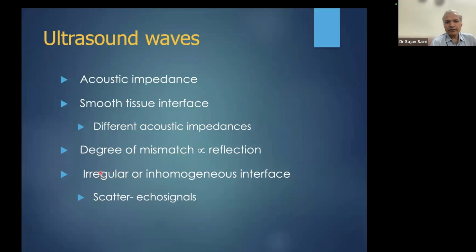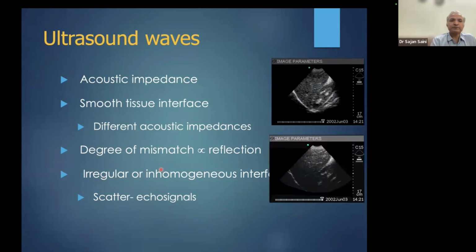As I said previously, more irregular or more inhomogeneous interfaces do scatter a lot of ultrasound waves, and they appear as echo signals. Okay. So this is how the ultrasound waves behave once they go inside. They transmit, and as they enter into deeper and deeper structures, they do so.